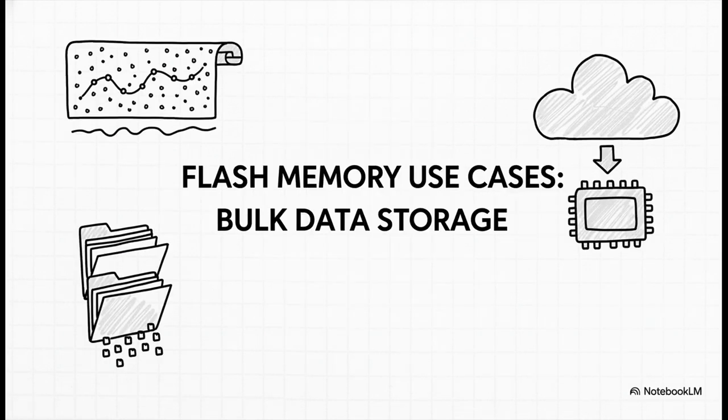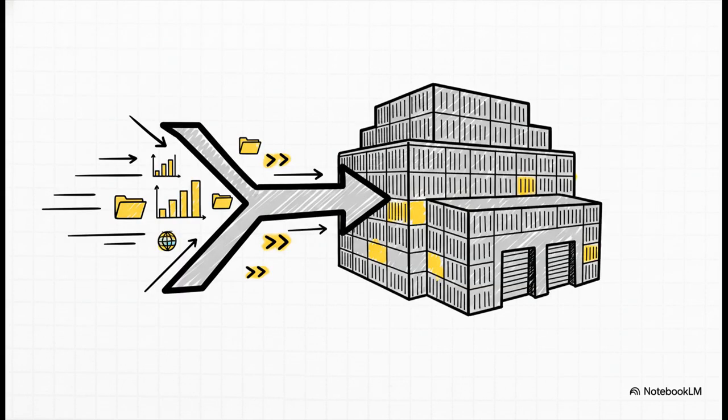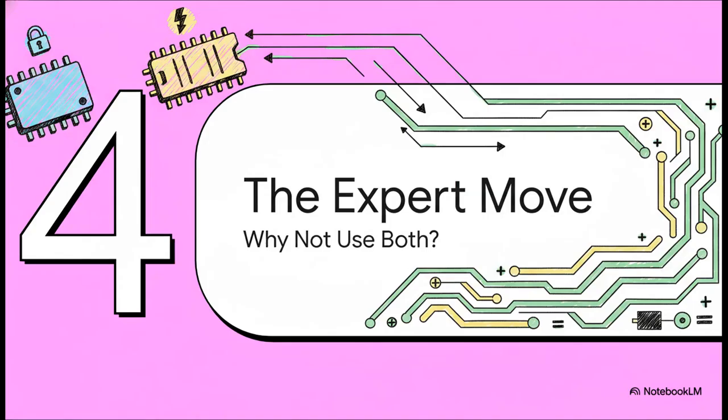Okay, different scenario. This time, your device needs to log thousands and thousands of sensor readings. Or maybe it needs to store big firmware files for over-the-air updates, or even run a whole file system. We're talking about large volumes of data that need to be handled efficiently. For this kind of bulk data storage, you guessed it, the answer is Flash. Its low cost and high density are exactly what you need for storing huge files and massive data logs without breaking the bank.